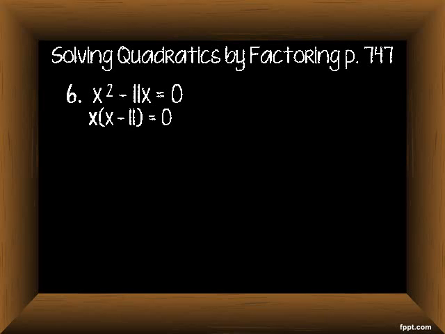But even though this looks a little bit different, there are still two factors here, x and x minus 11, and I still need to set each factor equal to 0. So it's really no different, even though it looks different.